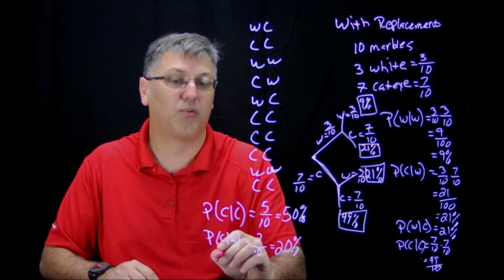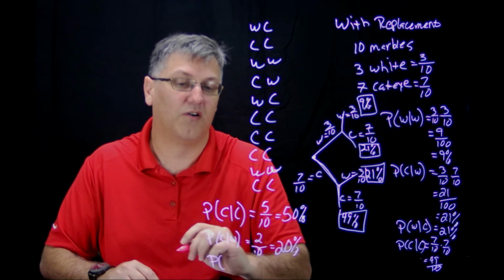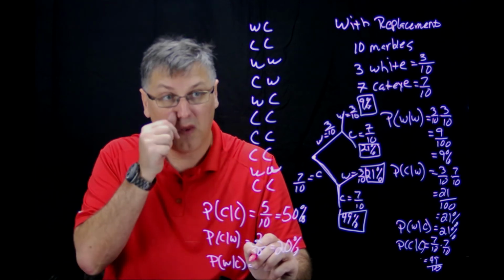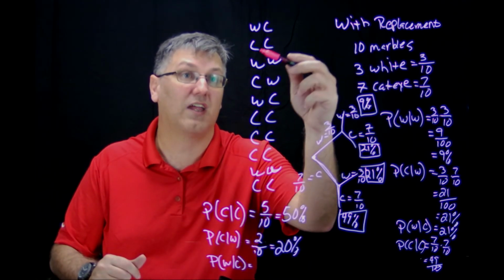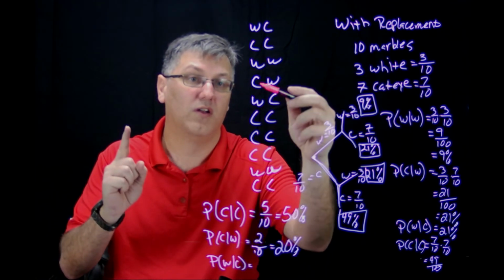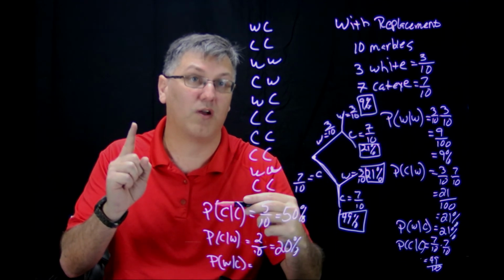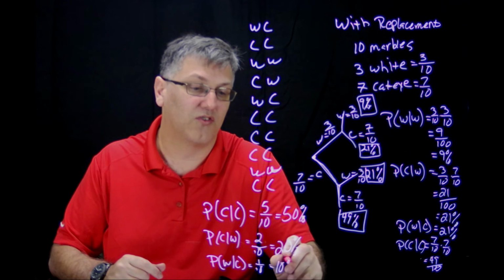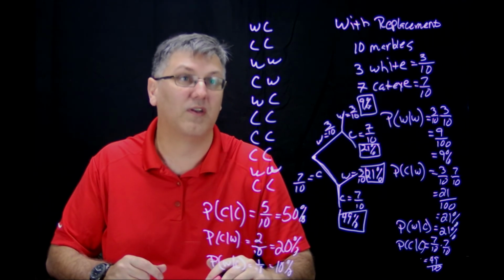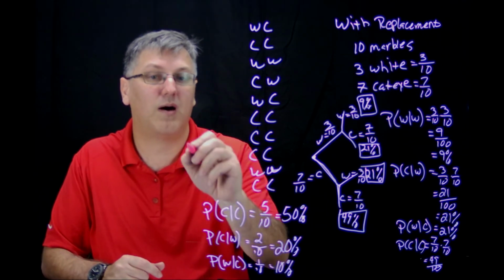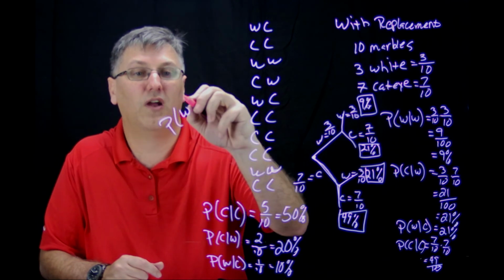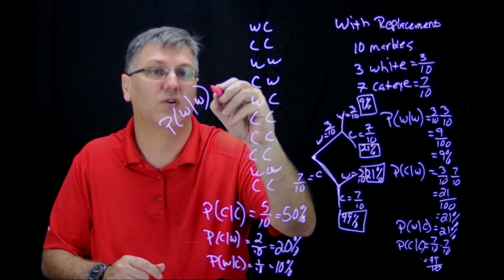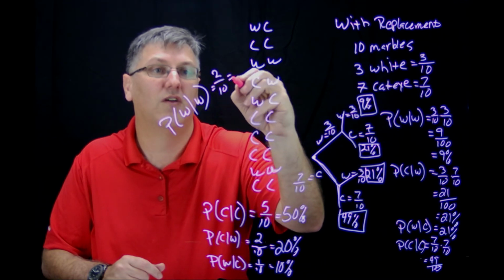What is the probability of drawing a white after drawing a cat eye? So let's see, cat eye, white, 1. And I just have 1 of those. So I have 1 out of 10, which is 10%. And then last but not least, white, white. So the probability of white after I draw a white. So let's see, 1, 2. I got 2 out of 10, which is 20%.